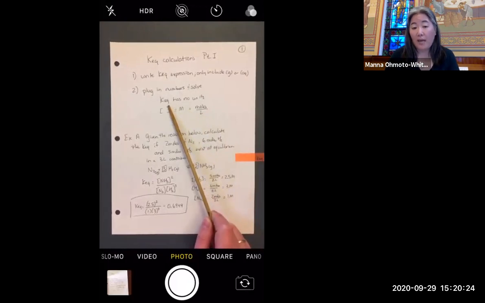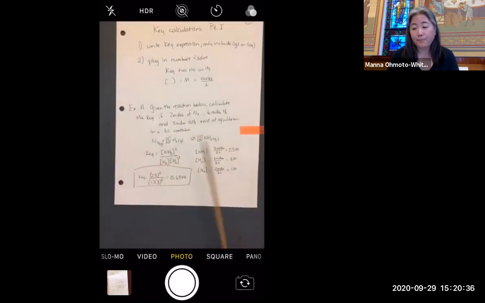Remember that KEQ has no units, and remember that concentration, anything that's in brackets, has to have the units of moles per liter, or molarity. So here's an example. Given the reaction below, and we always have to give you the reaction, find the KEQ if 2 moles of nitrogen gas, 6 moles of hydrogen gas, and 5 moles of ammonia exist at equilibrium in a 3-liter container. So first thing, you have to remember that the 2, 6, and 5 are moles, not moles per liter.